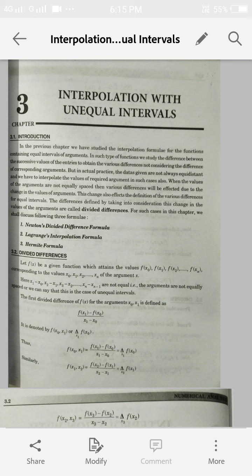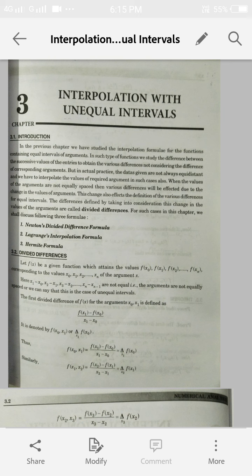Interpolation means we have to find the value of a function. Suppose y is a function of x, then we are to find the value of y for a particular value of x, and that x lies within the tabular values. Now, if the values of x are equally spaced, then we use the formulas of interpolation with equal intervals.